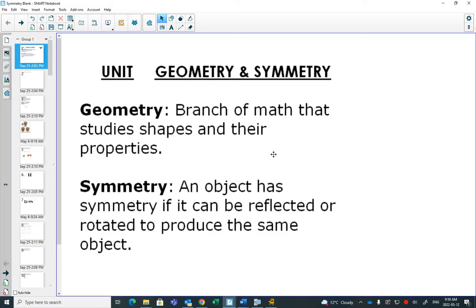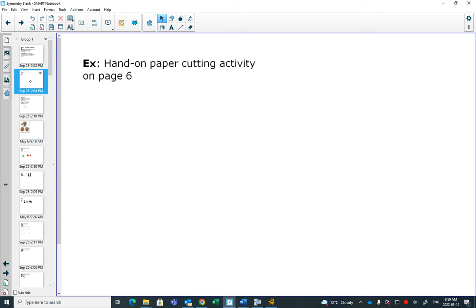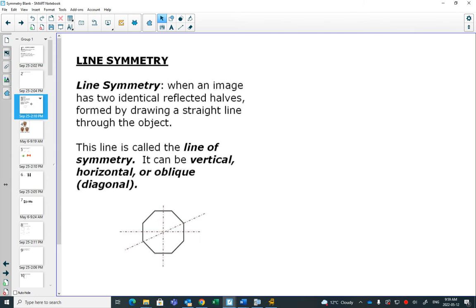So we're going to study some shapes and their properties, and the first thing we're going to look at is symmetry. Objects reflected or rotated. So the first thing we're going to look at is line symmetry.